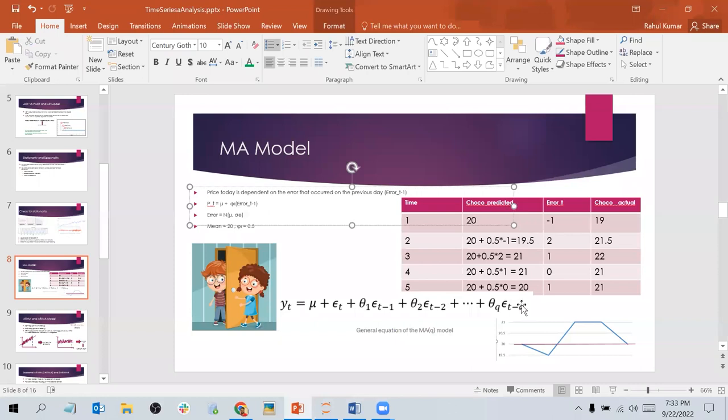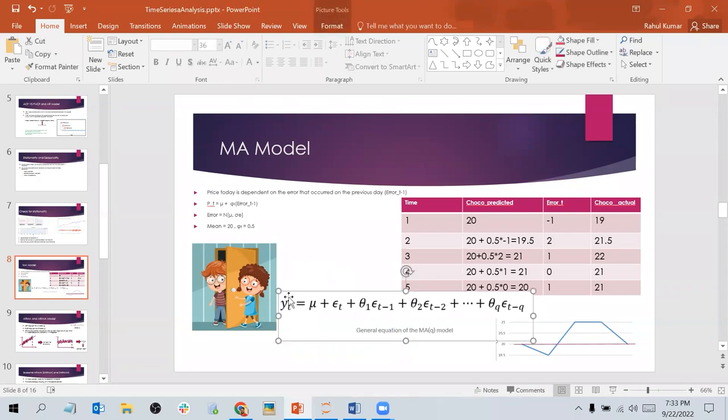So if you just plot these, whatever number of chocolates the guy is bringing, you see that this is fluctuating around an average value. This we call a moving average. That's why this is called an MA model, the moving average model.